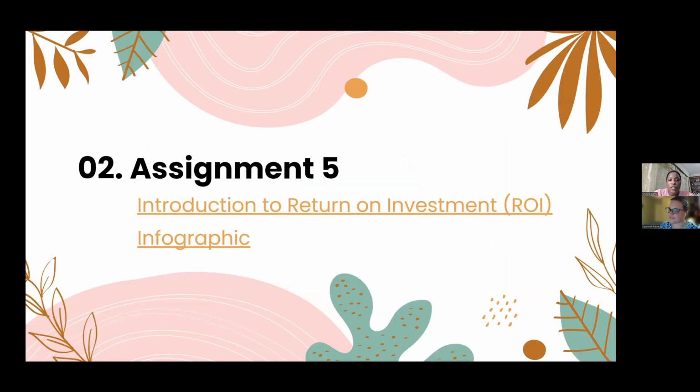Next is going to be the introduction to return on investment ROI graphic organizer.